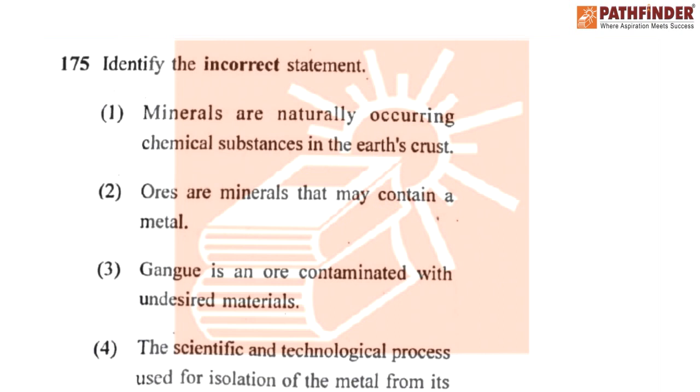Identify the incorrect statement. Minerals are naturally occurring chemical substances. Yes, it is correct. Ores are minerals that may contain a metal. No, this is incorrect, because ores are minerals that will always contain a metal. This terminology, that may contain, is totally incorrect. I am not going through the rest of those.